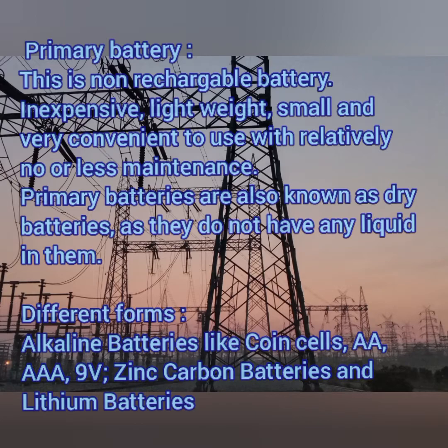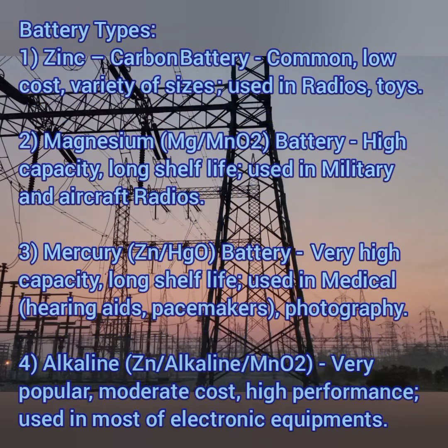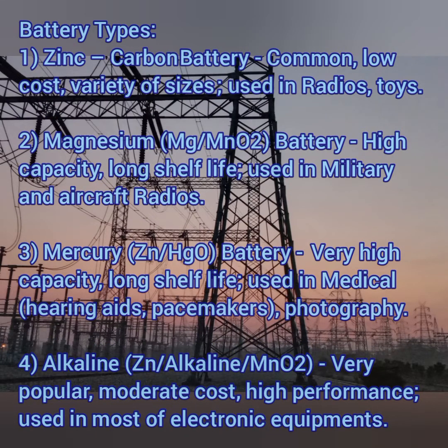Then they come in different forms, such as alkaline batteries like coin type, AA, AAA, 9 volt batteries, then zinc carbon battery, and then lithium batteries. Next are the types of primary batteries. There are various types according to their usage, which means they are differentiated by the anode, cathode and the electrolytic medium which is used in the battery.